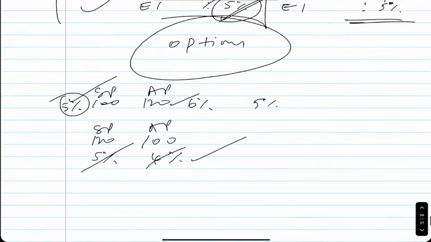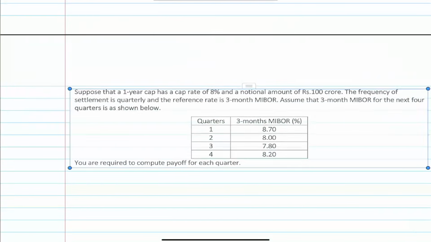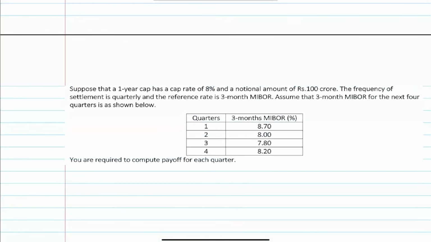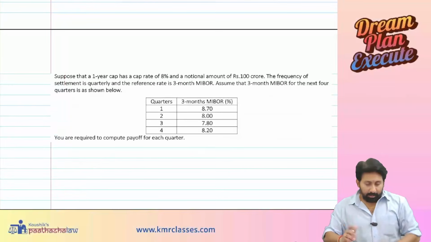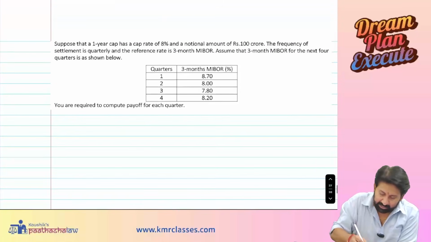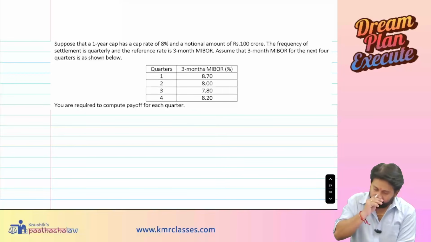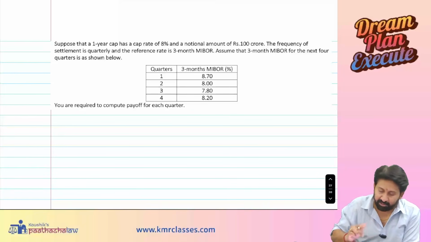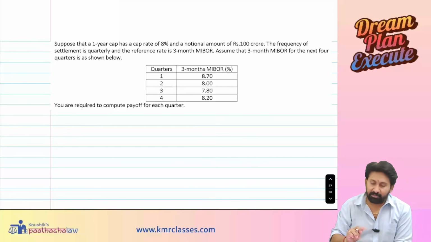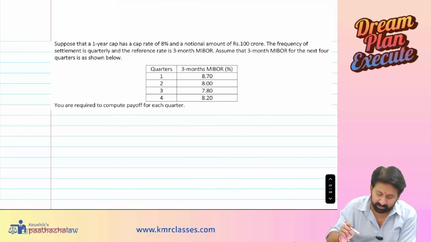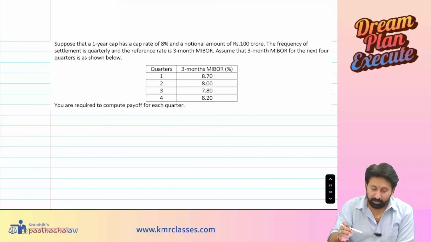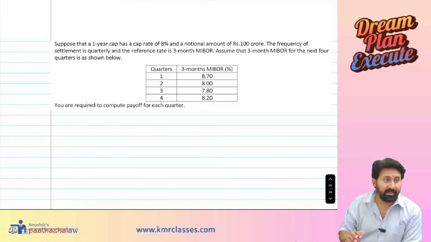I will explain and then I will give time for you to copy. Please listen first. Suppose a 1-year cap has a cap rate of 8%. Notional amount is 100 crore. The frequency of settlement is quarterly, reference rate 3 months MIBOR. Assume that 3 months MIBOR for the next 4 quarters is as follows. Quarter 1, 2, 3, 4. 3 months MIBOR. You are required to compute payoff for each quarter.